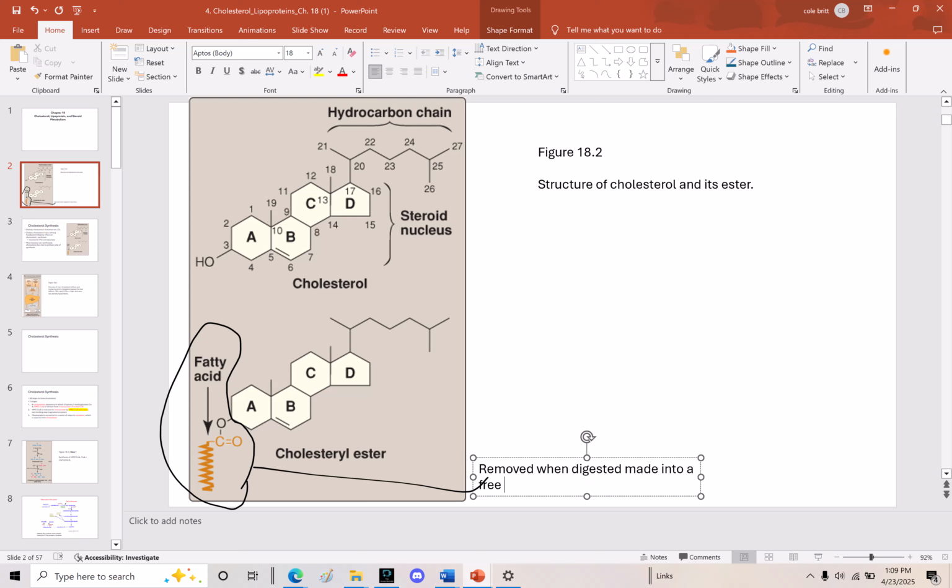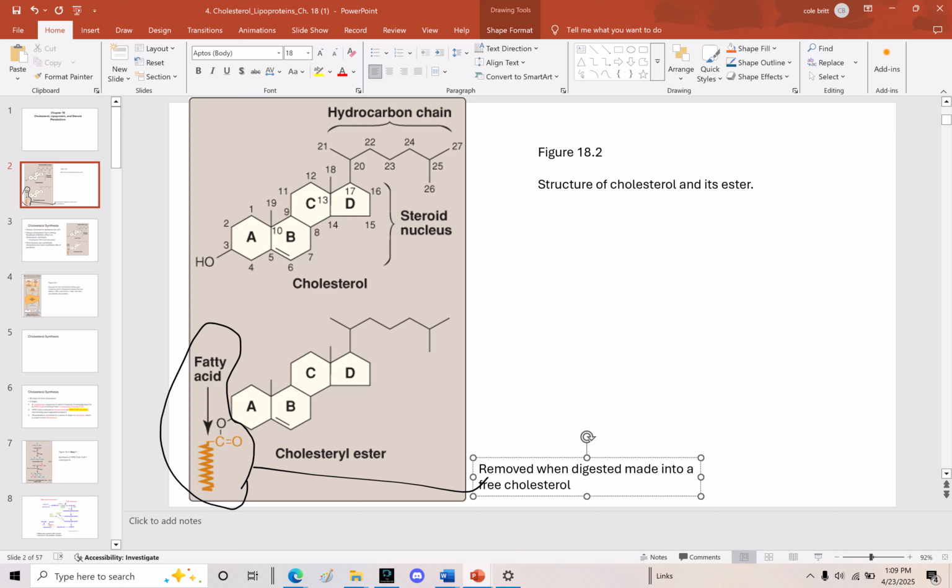Whenever you want to store cholesterol, you have to put a fatty acid on it. But whenever you want to use it, you have to take this fatty acid off. And so you're just going to use an esterase. And an esterase will help remove the fatty acid.